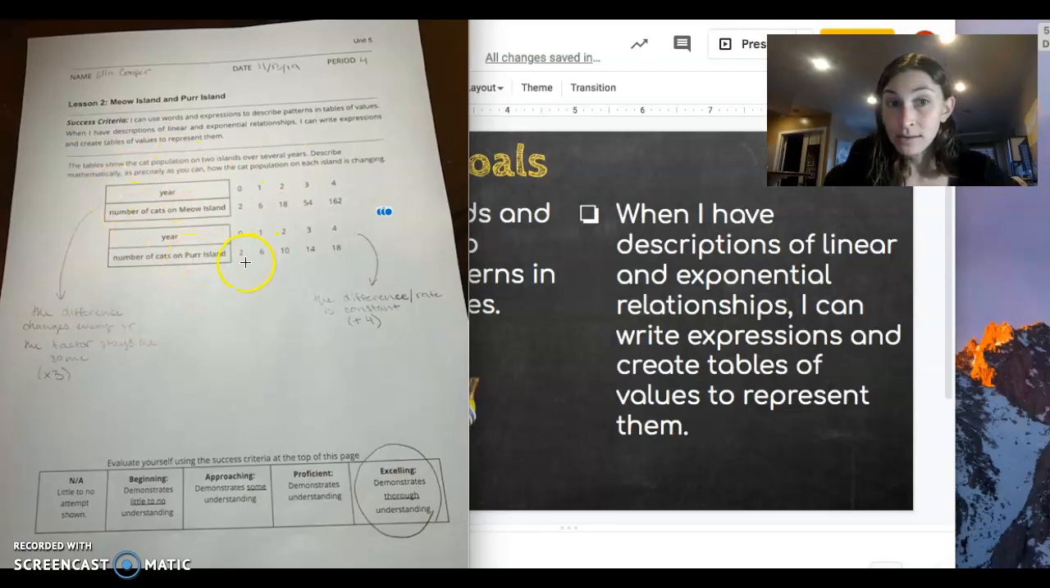Then in this one, you can see it's going up by adding 4. This student identified that you're adding 4, and she used the word constant rate, which is new vocabulary taught to them. For that reason, she was able to identify what happened there, and she received an excelling.